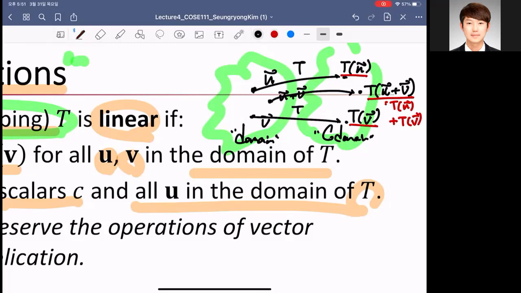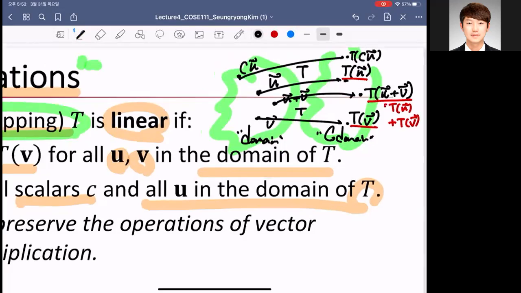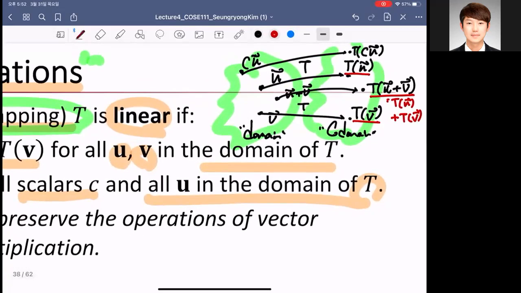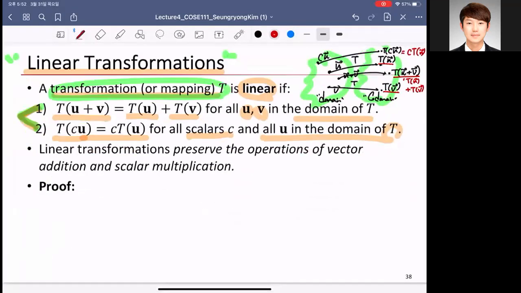One more thing is that if we have CU, a constant times U, a scalar times U, then maybe T of CU is here. If this is a linear system, then it should be the same as C times T of U. So this is the definition of a linear transformation. In other words, a linear transformation preserves the operations of vector addition and scalar multiplication.